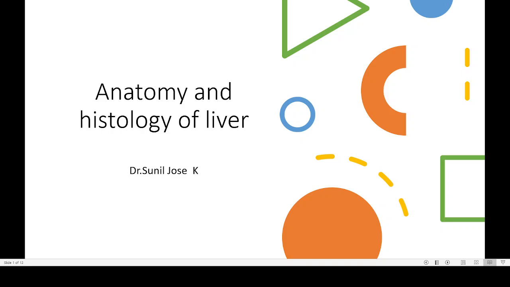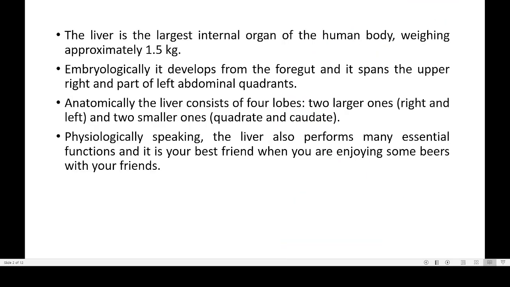So in the case of liver, we have to study two aspects. One is the structure or anatomy of the liver, and the other is histology. It means what are the different tissues present in a liver. Here you can see some basic features about the liver. It is the largest internal organ in the body. That is one aspect. Then the weight of the liver is about 1.5 kilogram.